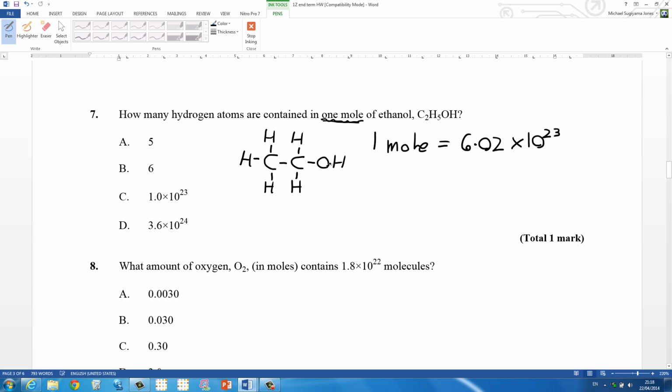So you have to multiply the number of hydrogen atoms in a molecule times Avogadro's number. So what you have to do is actually this calculation here. And remember, this will be without a calculator because it's from paper 1, but the math is fairly simple and you should be able to work out it's D. So be careful for this kind of question.